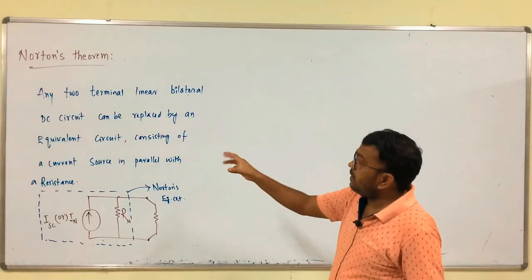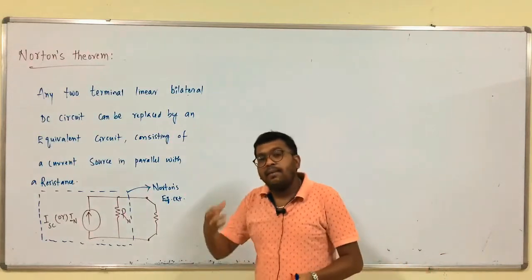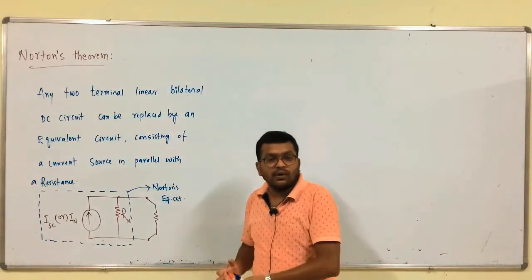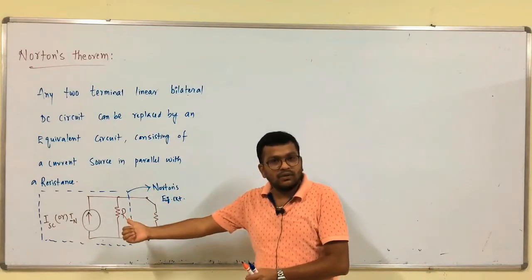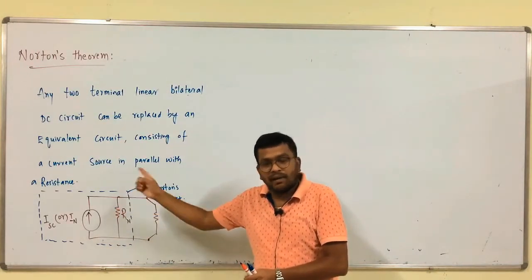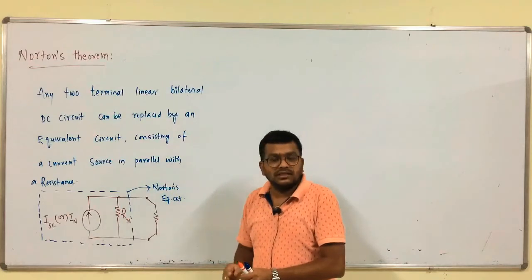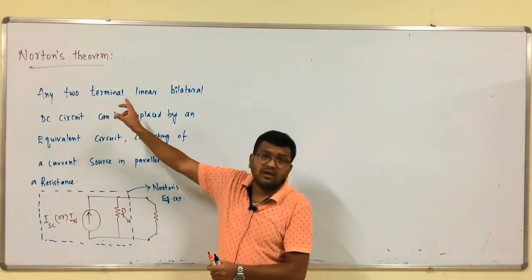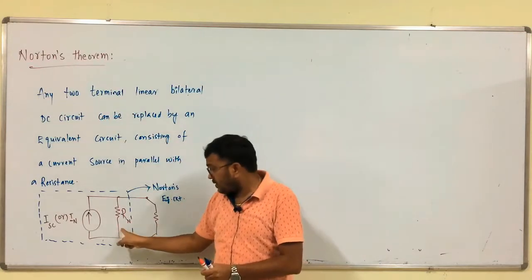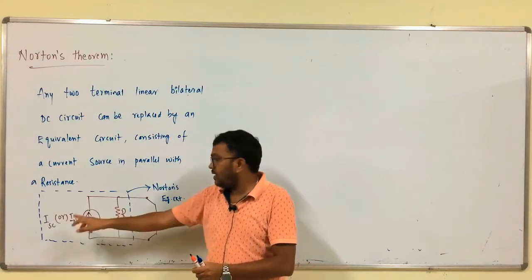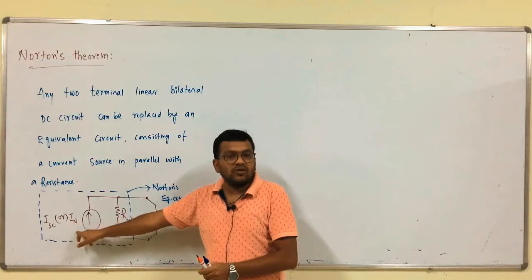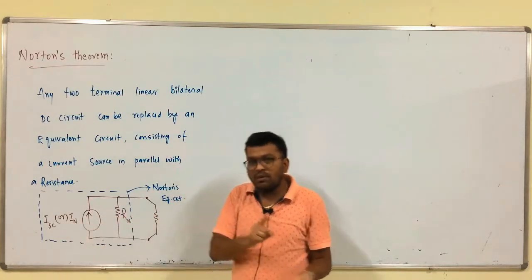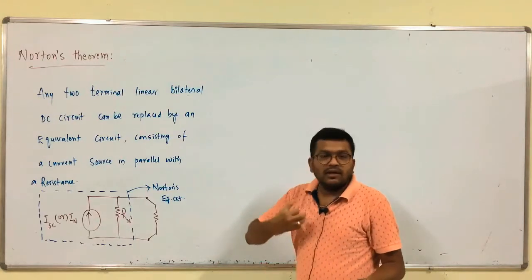What is the statement? Any two terminal linear bilateral DC circuit can be replaced by an equivalent circuit consisting of a current source which is connected in parallel with the resistance. The resistance is nothing but Norton's resistance. The name itself is Norton's, no? That is why Norton's resistance. Here the current is what? Norton's current or short circuit current. With respect to one problem, I will explain the procedure.